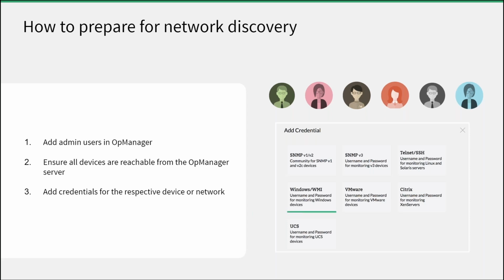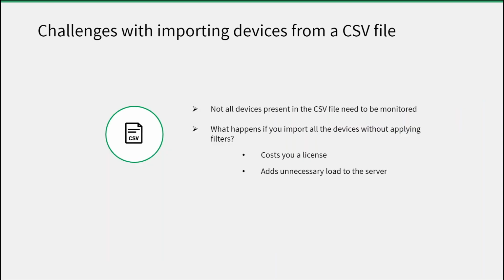Once we are prepared for the network discovery, we will move on. Let's talk about the challenges we might face. I'm taking an example of a CSV file, where we import a list of devices, and what challenges network administrators or server administrators would come across. CSV is the most commonly used import method to get devices inventoried. You might have a CSV file with about 1000 entries, or maybe 700 or 800 entries altogether. But you must be clear that only certain or critical devices need to be monitored. Not all devices present in the CSV file need to be monitored.